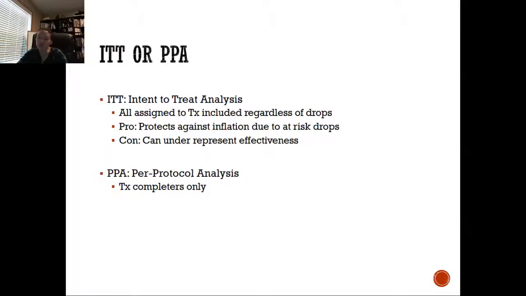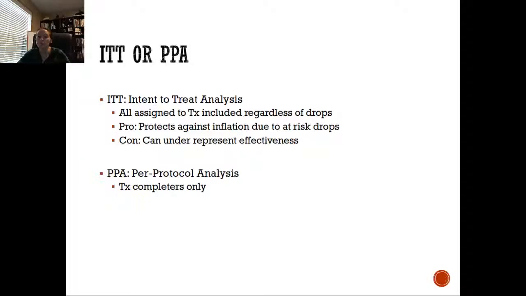On the other hand, if we're looking at per protocol analysis, we're actually only looking at people who completed treatment compared to our control group who received no treatment. So why would you do either? What's the difference between the two?